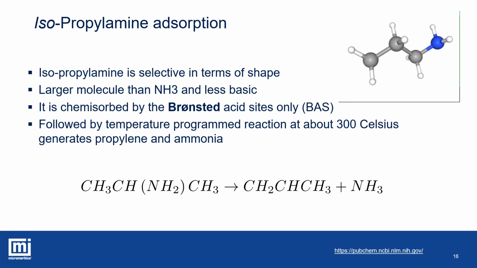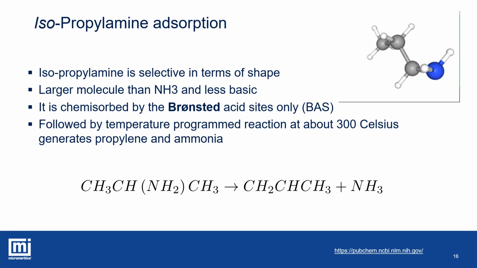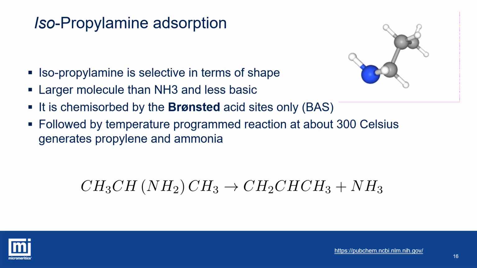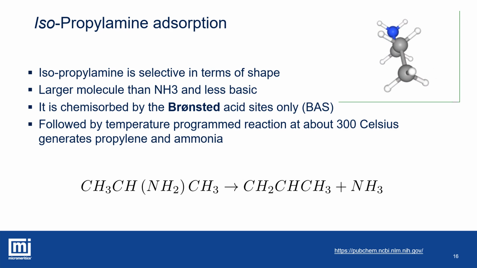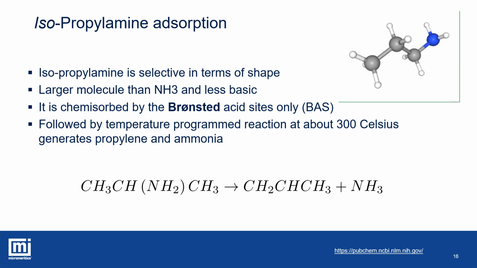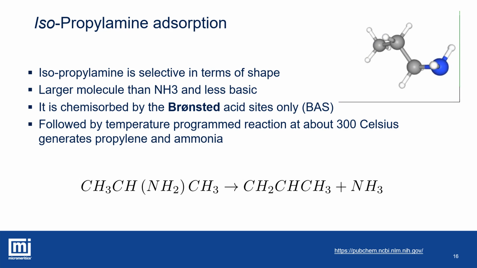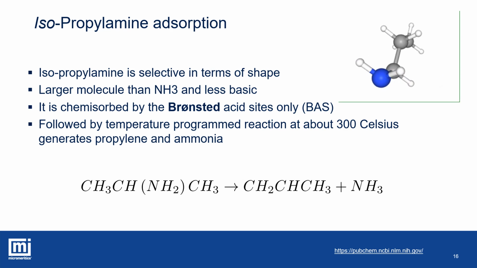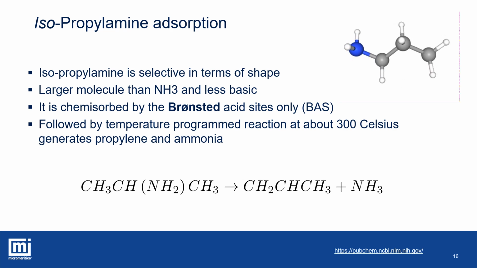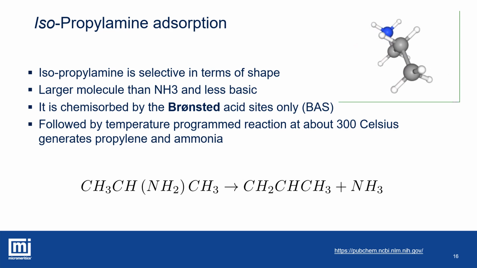Chemisorption of isopropylamine is commonly used for determining the Bronsted acid sites. It is less basic than ammonia, and when after chemisorption it is submitted to a temperature ramp, at high temperature a surface reaction occurs, dissociating the amine into propylene and ammonia.